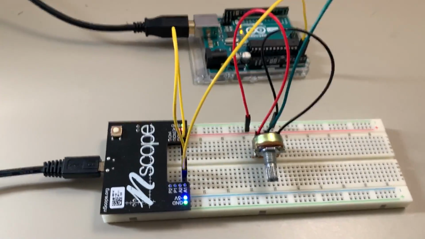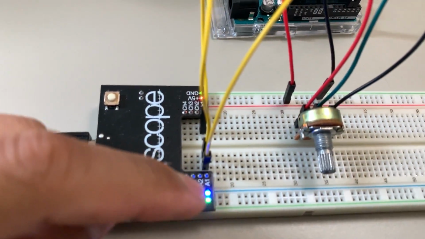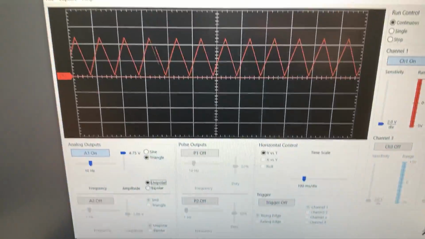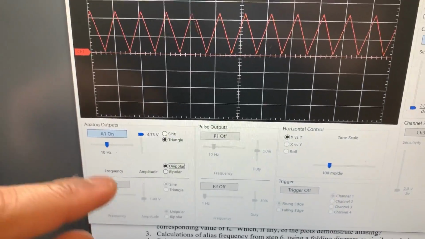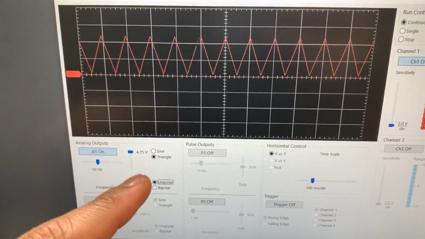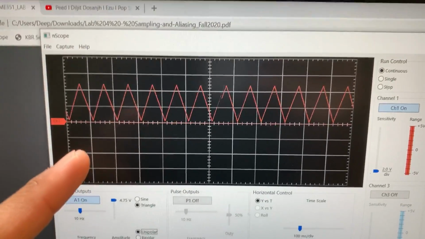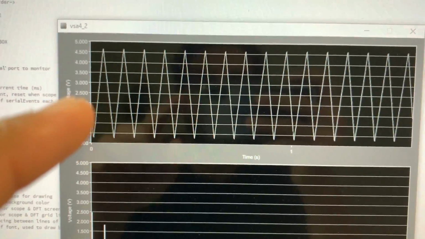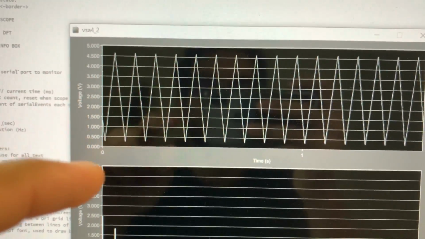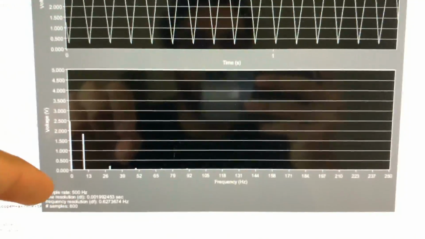So now doing the triangle wave, you switch it back from P1 back to A1, and then you go in the oscilloscope, and you turn on A1, set that at 10 hertz, and set the max to 4.75 instead of 5 volts. You turn that on. You can see the clear triangle wave here. Then we go to the VSA, and then you see the time domain graph. There's a clear triangle wave, and then this is the frequency domain.